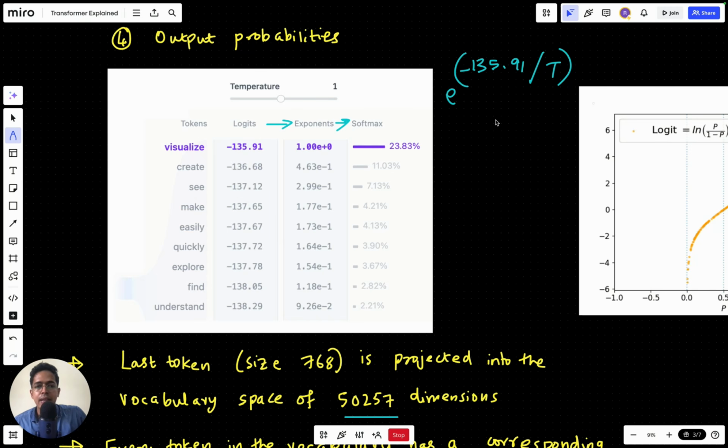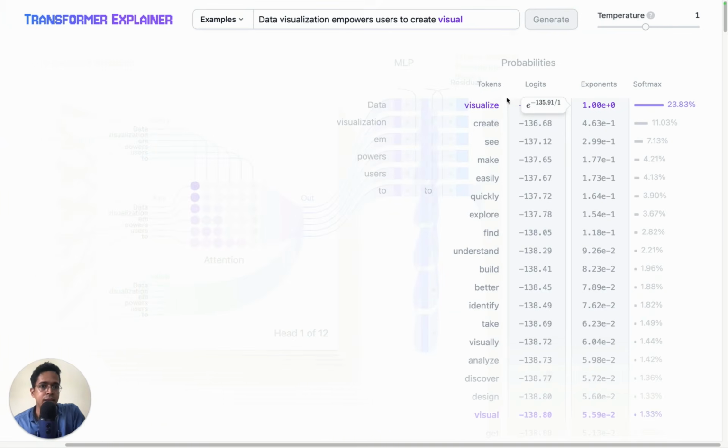But if t is greater than 1, softmax is affected. If t is less than 1, softmax is also affected. Now, how is it affected? This is very interesting. You might also notice this if you have tried to run ChatGPT using the API. You can set this temperature parameter.